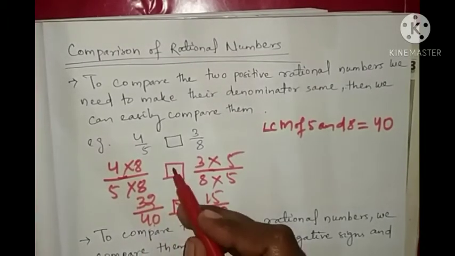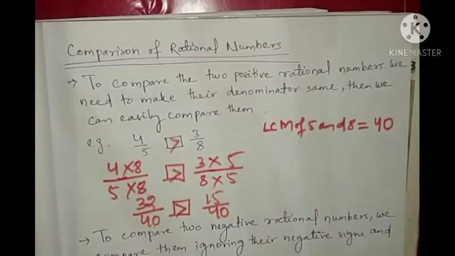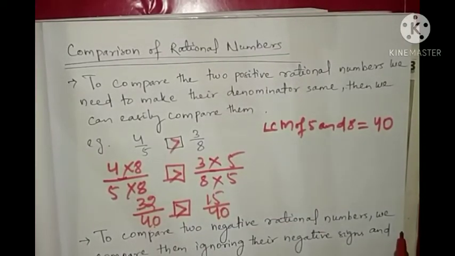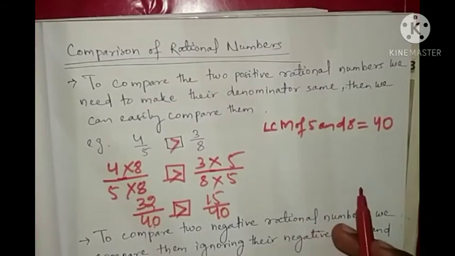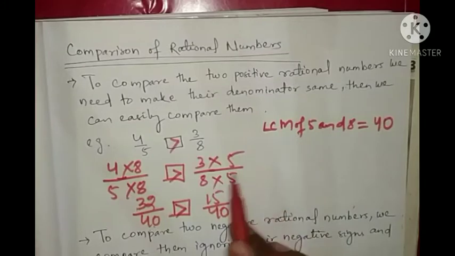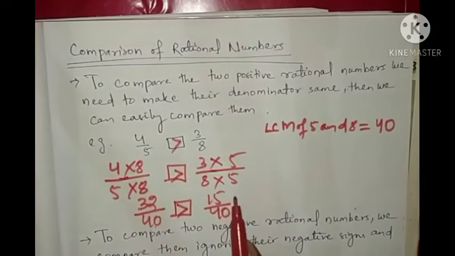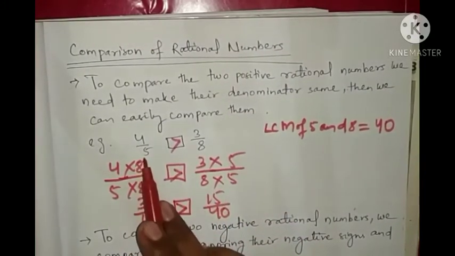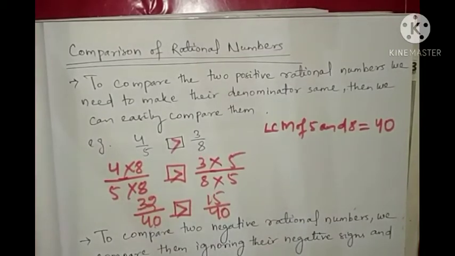Okay, so like that you can compare positive rational numbers. When you are comparing positive rational numbers, first you find the LCM of the denominators and make the denominators the same. After that you can compare the positive rational numbers like fractions.